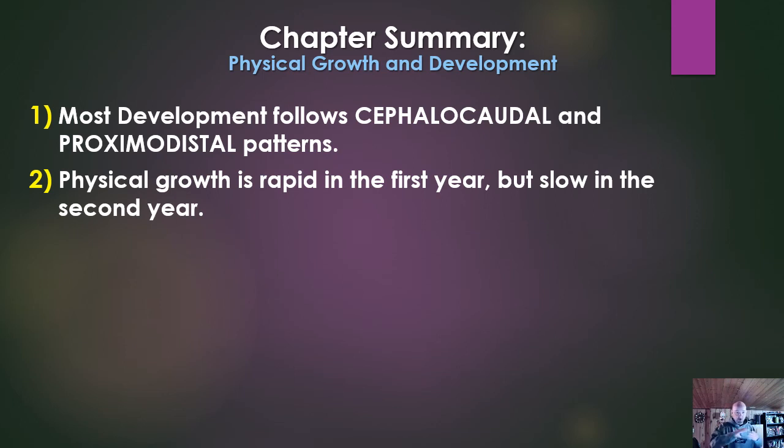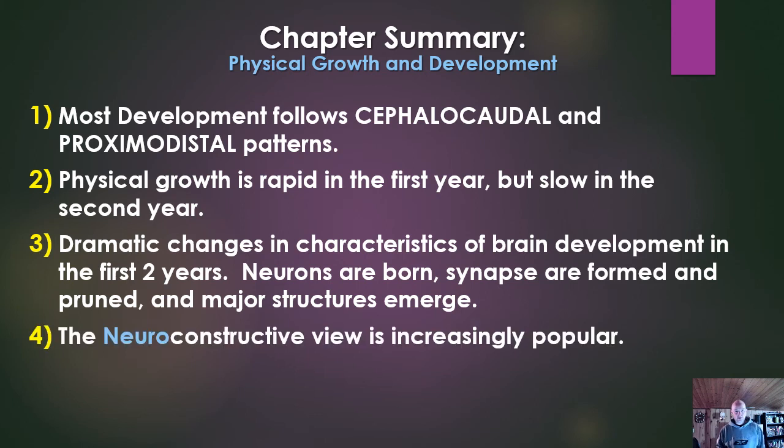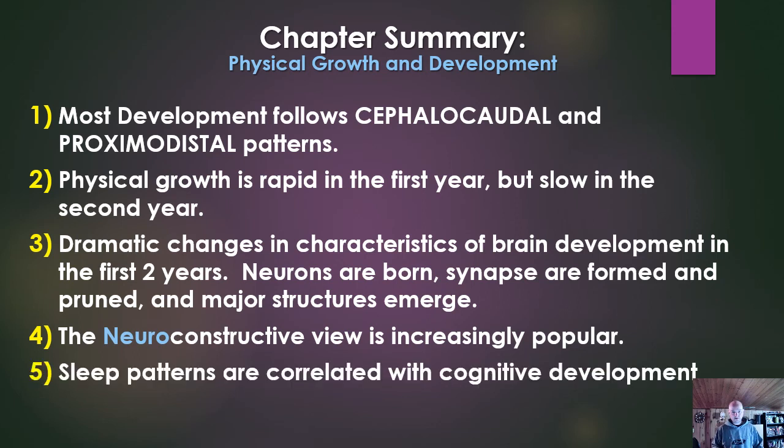The physical growth is rapid in the first year of life, but slows down in the second. There are dramatic changes characteristic in brain development in the first 2 years. During these first 2 years we're seeing the neurons in the brain being born and synapses formed and pruned and these major structures emerging. And we looked at all of that. We looked at this neuroconstructive view, right? That your brain is being constructed through your experiences with your world. And that's where I showed that Lex Fridman clip. Sleep patterns are correlated to cognitive development. We talked about this important role that sleep plays.